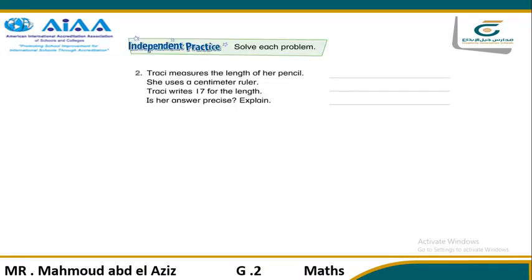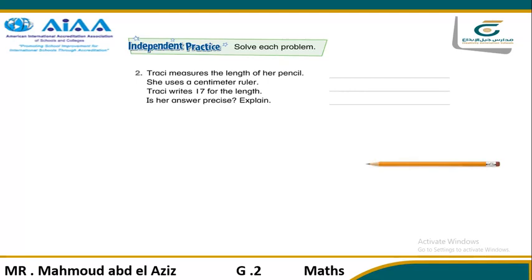So now with our first question, Tracy measures the length of her pencil and she uses a centimeter ruler. She writes just 17 for the length. Is her answer precise? And I want you to explain. So that's her pencil, and maybe it's 17, but 17 what? She didn't write any unit of length here. Is that 17 centimeters or 17 inches or 17 meters? So she is not precise.